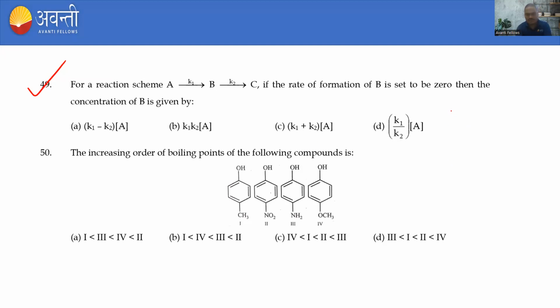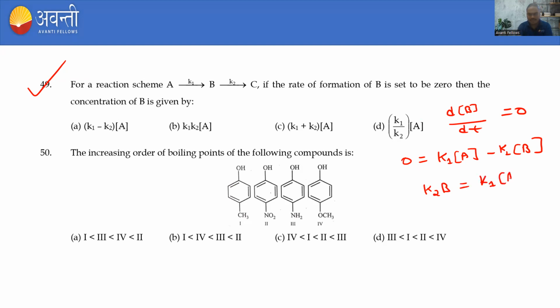So we know according to the question that dB by dt is equal to 0, right? So we can calculate it as K1A minus K2B, and this is equal to 0. So you need to calculate K2B. So K2B is equal to K1A. So now you need to calculate only B. So B comes out to be K1 divided by K2 into concentration of A. So yeah, option D is the correct one.